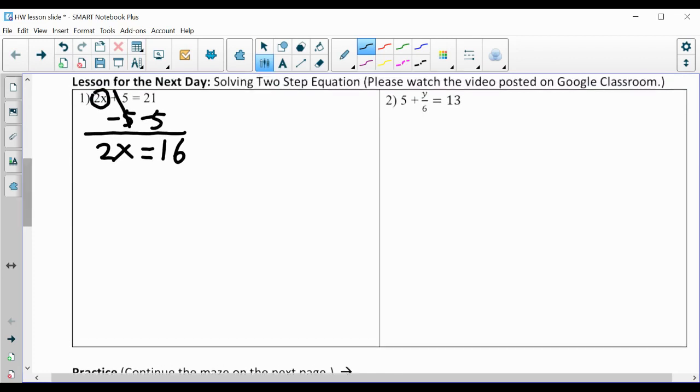So 2x, once again, you don't see anything between 2 and x. That is multiplication. To undo multiplication, the opposite of multiplication, that's division. Again, you divide by 2 on both sides. So the 2 divided by 2 cancels out to 1, so x is equal to 8. 16 divided by 2 is equal to 8.